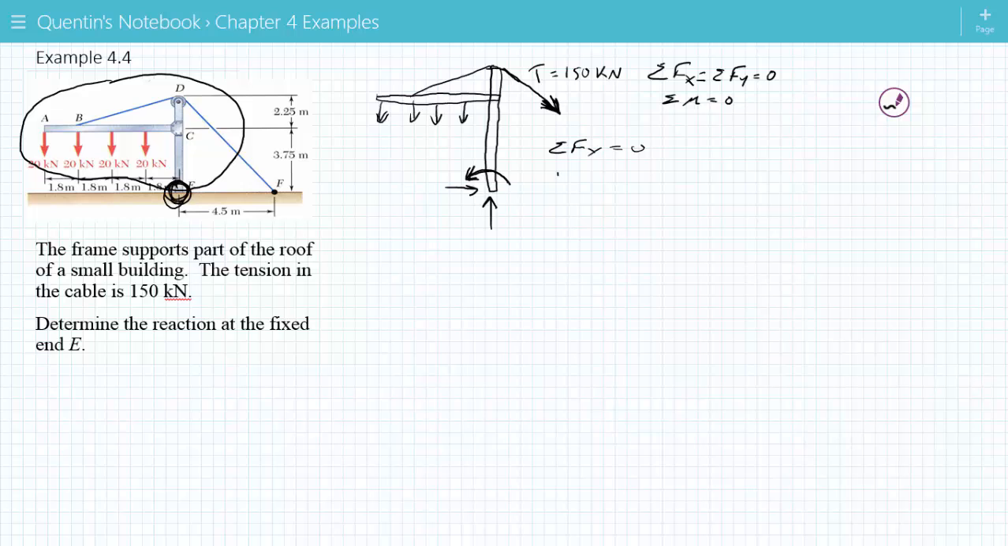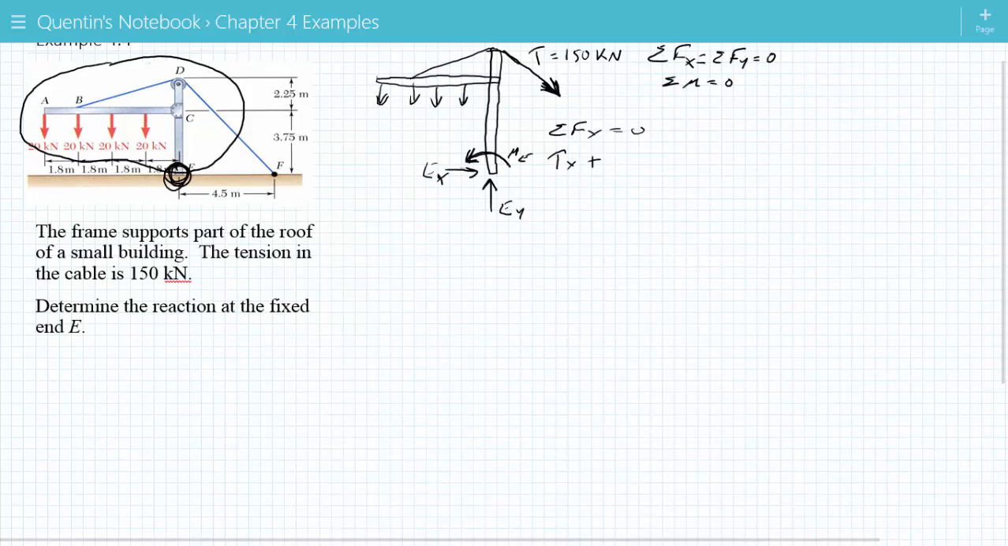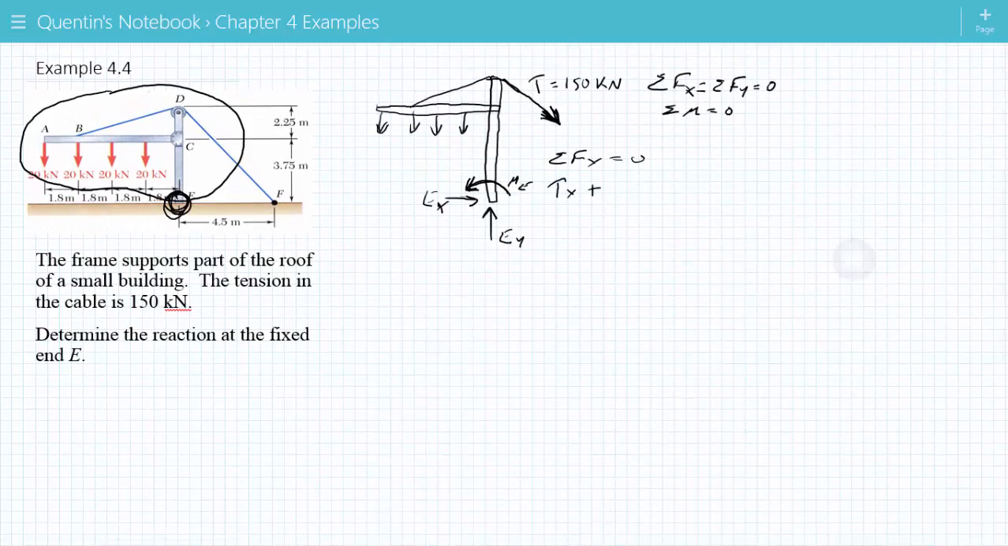So what do you have? You have your tension in the x direction plus, this is point E, so this is EY, this is EX, and this is the moment at E. That's an X. I know it looks like a Y. So the way I drew this, and you just got to be consistent with how you do it, TX plus EX is equal to 0. Therefore, EX is equal to minus TX.